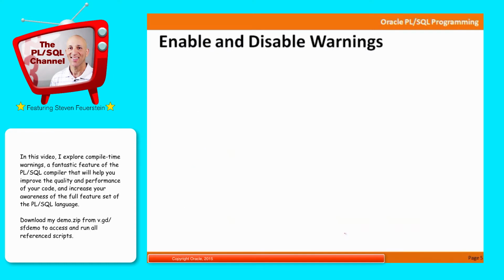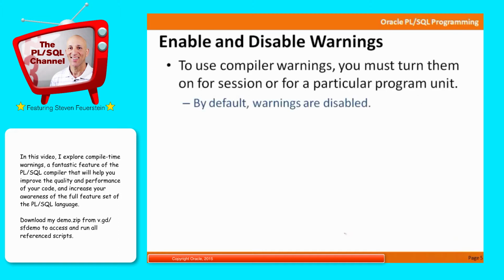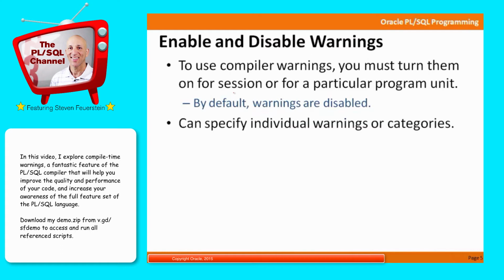So, the compile time warnings framework. First of all, to use the compile time warnings, you have to turn them on for your session or for a particular program unit. By default, warnings are disabled, and this is quite different from automatic optimization, in which optimization is enabled by default at a very high level. So you get optimization automatically. You do not get warnings automatically.